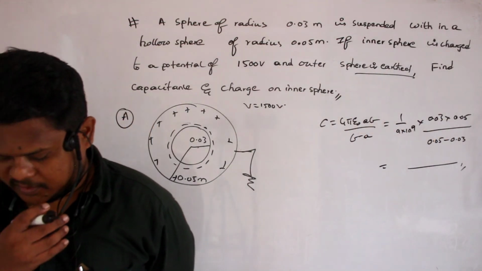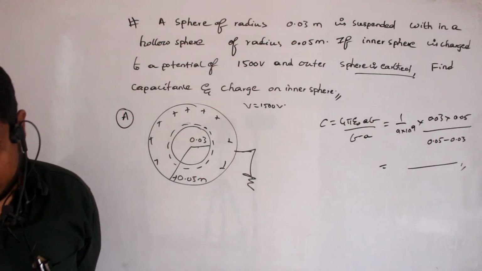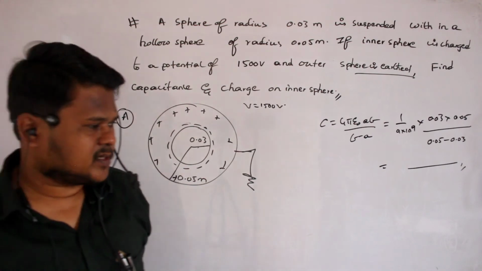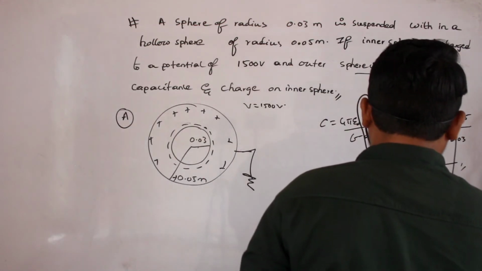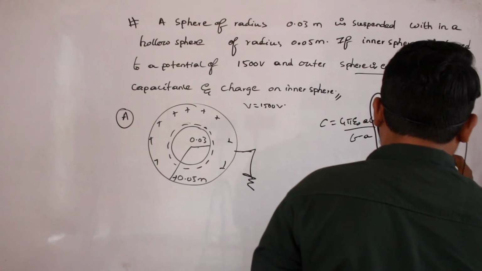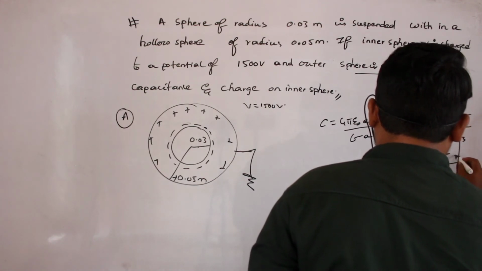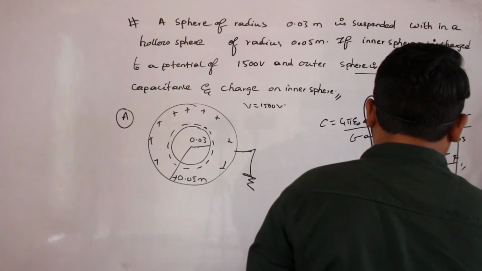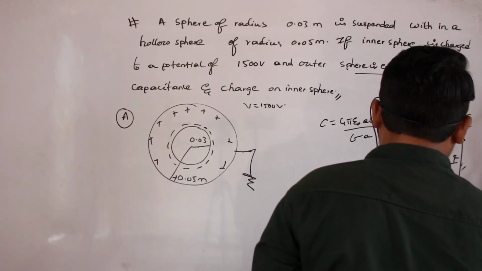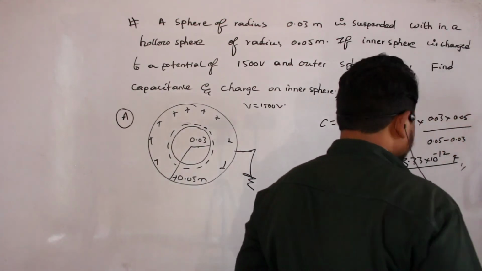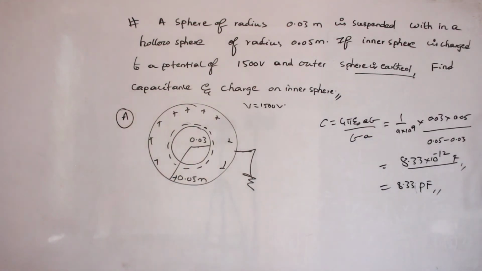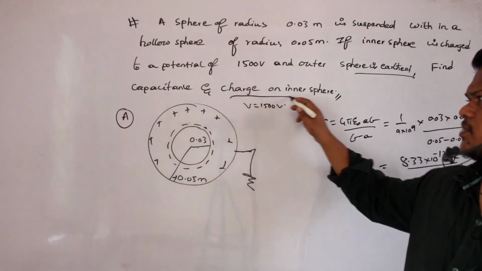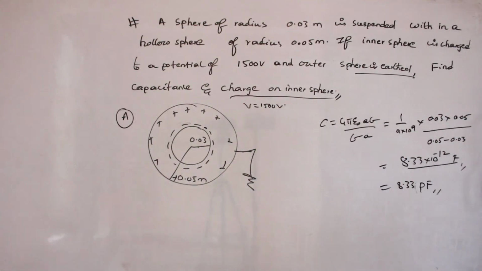So what is the answer you should get? 8.33 into 10 power minus 12 farads. So I can call it 8.33 picofarads. Clear? So this is the capacitance of this capacitor. Then he is asking a second question also, the charge on the inner sphere. How can I calculate this one?